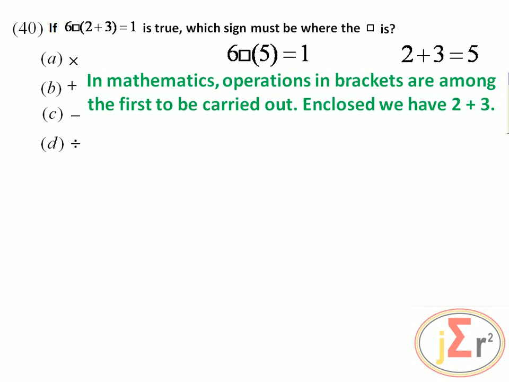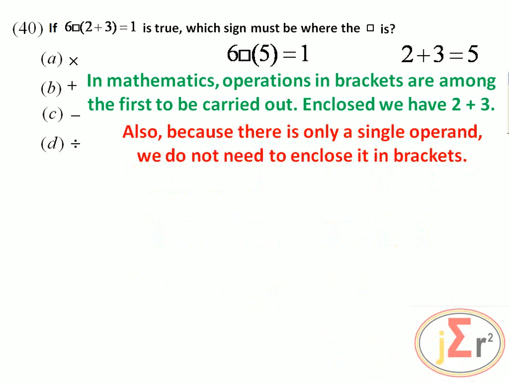What else may we do? What else? Cancel the brackets. Right, we may cancel the brackets or leave them out. We just have that single number inside the brackets, so we may just leave those brackets out. Also, because there is only a single operand, we do not need to enclose it in brackets. So we may do away with the brackets.